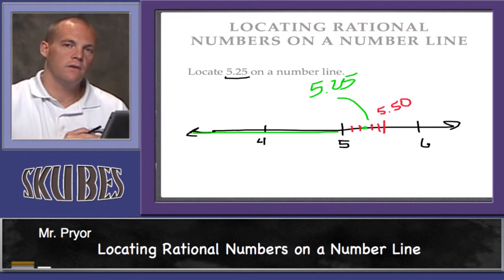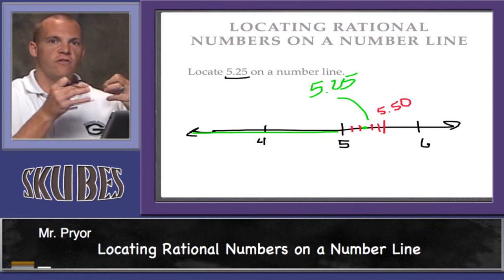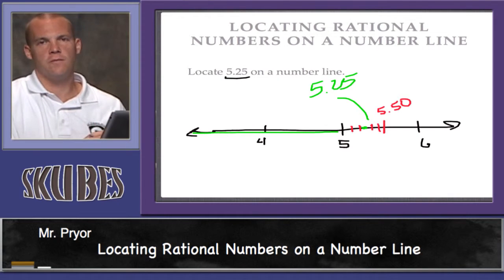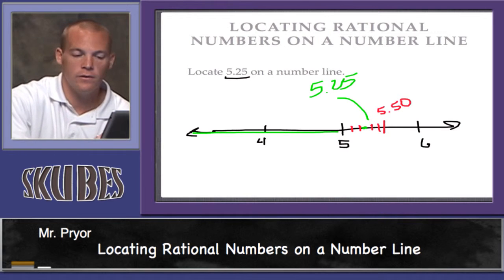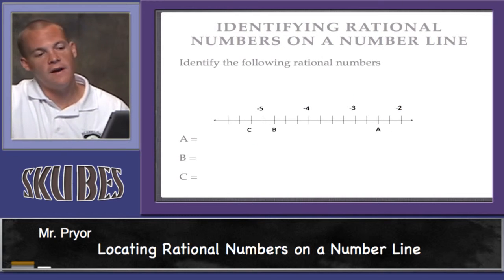The negatives can get a little confusing because, again, remember, the larger the negative value looks, the actual smaller it is. So just remember to go all the way out as far as you need to go with those, because it can get a little tricky. All right. So let's try identifying a few of these.